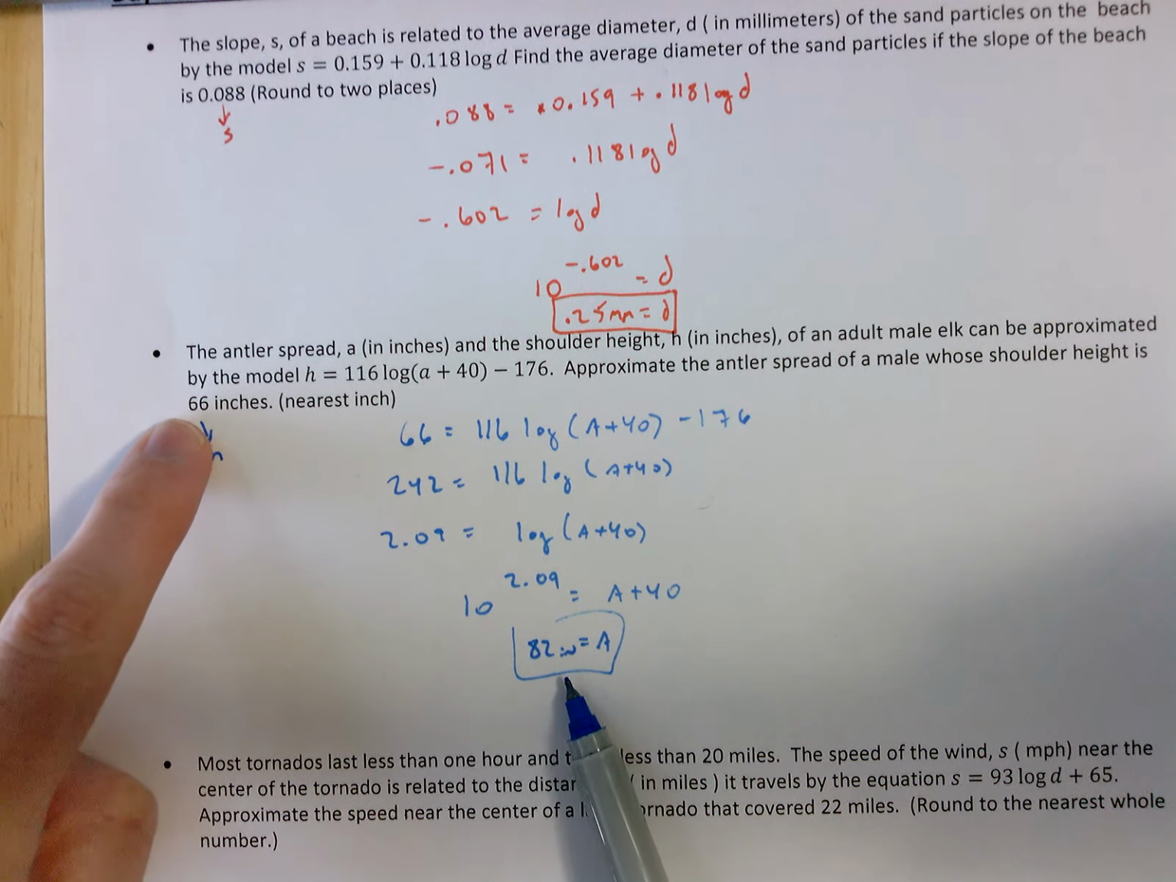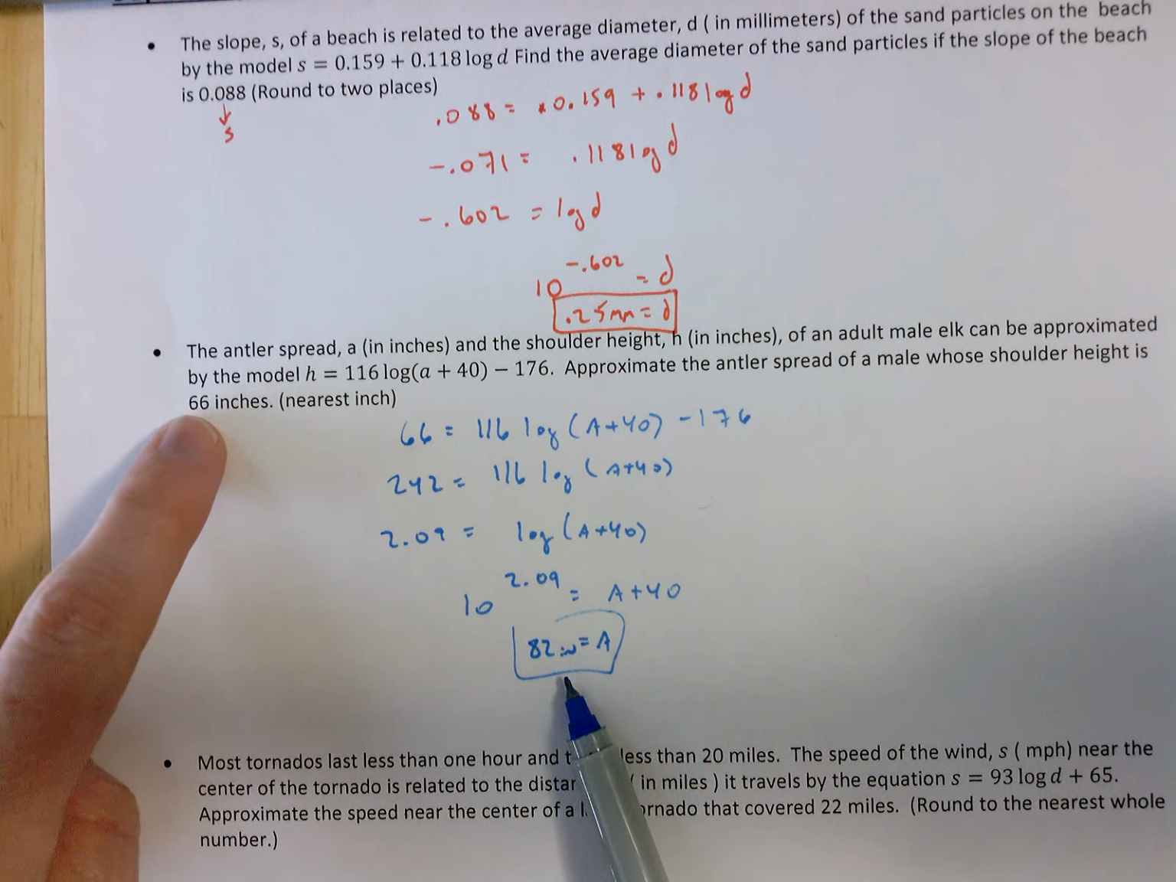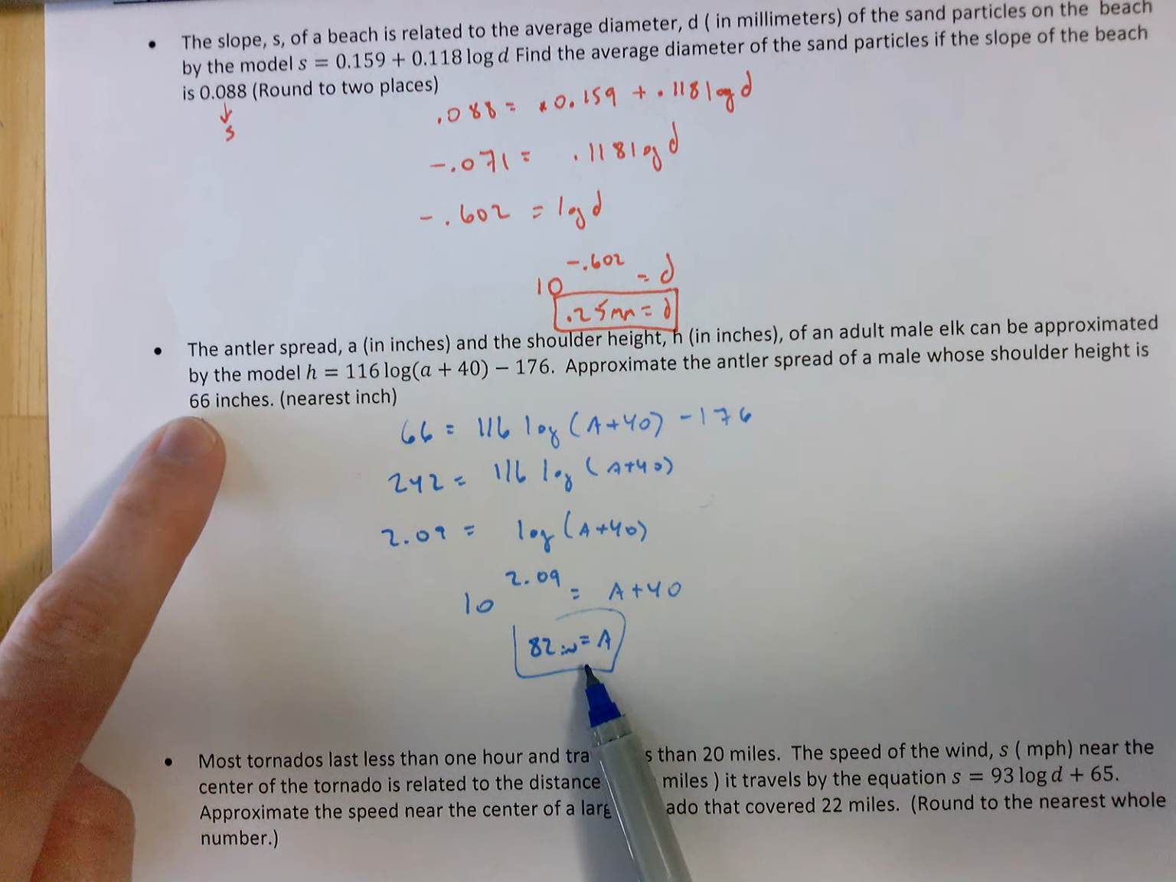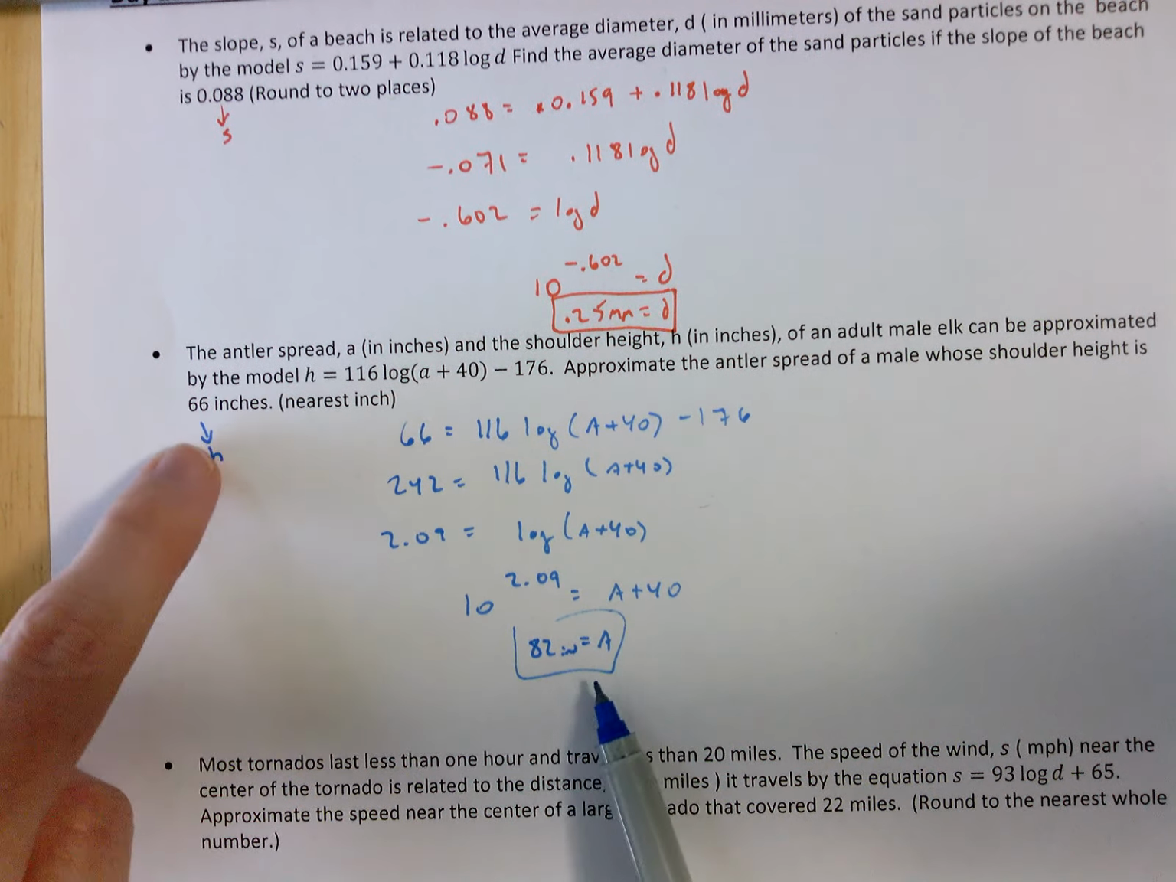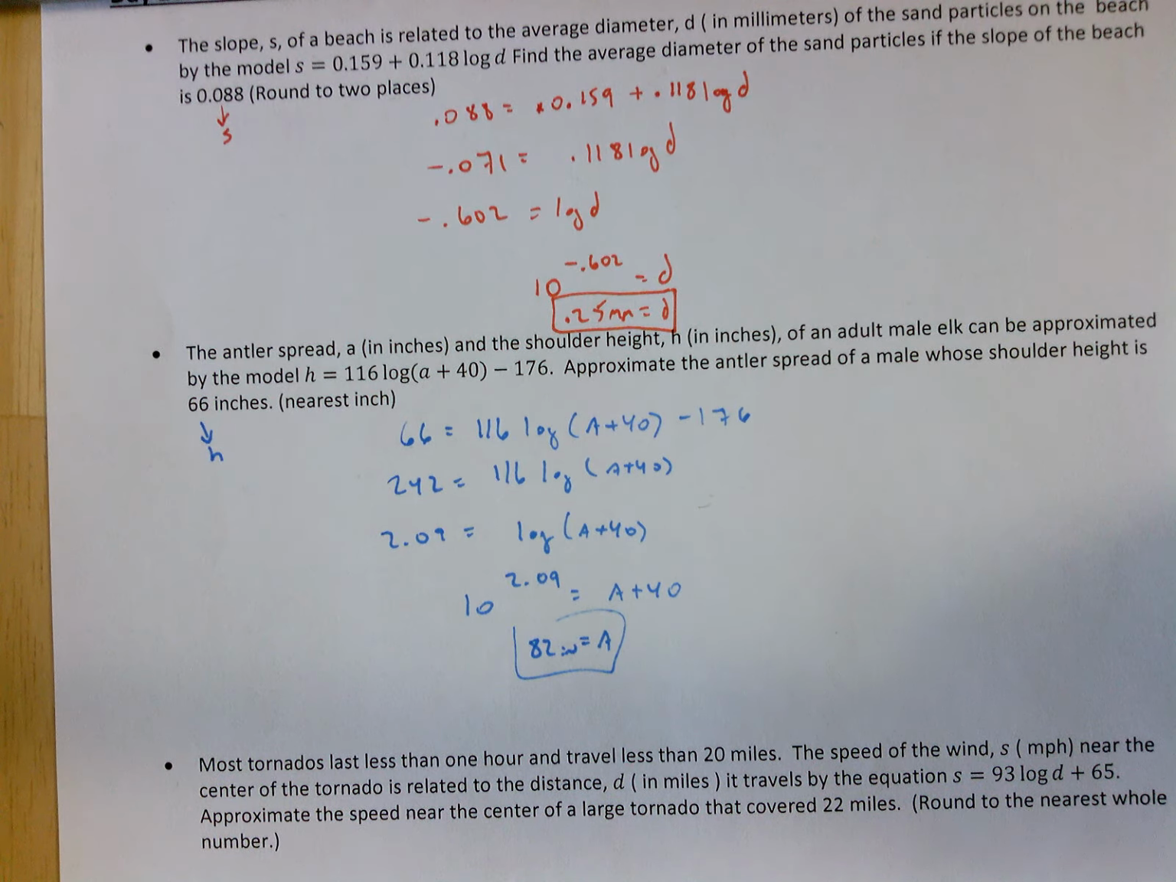So, right, the shoulder height is 66 inches, and this is the antler spread, right? So when you compare how tall they are to the shoulder versus how wide they are, they're wider than they are tall, pretty significantly, right? That's kind of a big difference there. So that's sort of interesting.